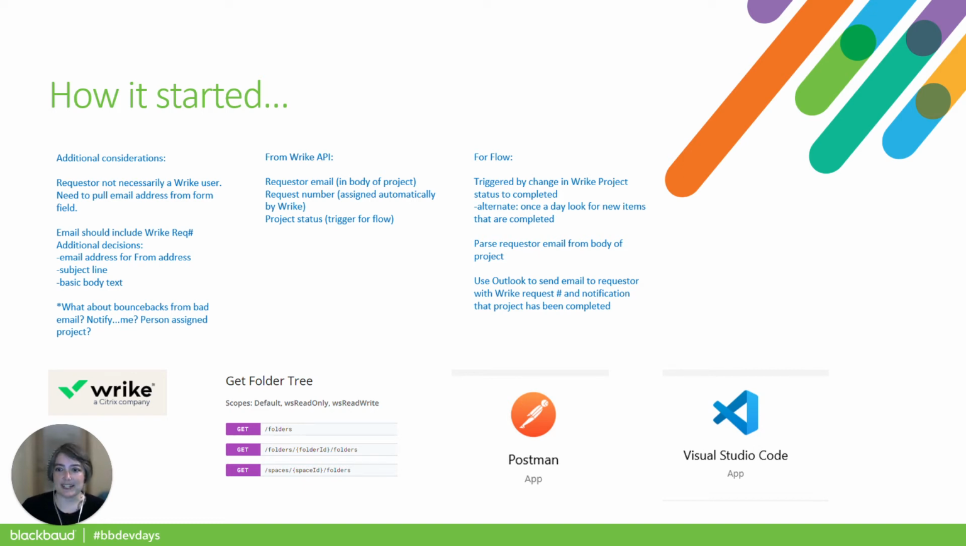So you can see here I've got Wrike, I've got my folder tree, and then I was using the Postman app and Visual Studio Code app to actually work with the API documentation to create the information that I needed to go and find that data from Wrike.